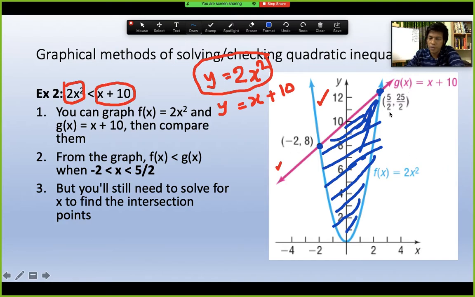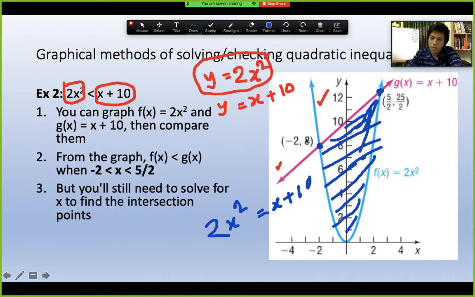From -2 to 5/2. And how do we get this -2 to 5/2? They are the intersection points in the graph, when the graph is given. And if the graph is not given, then how do we know? If the graph is not given, then we have to solve it similarly. Basically, we have to do the same thing again. We consider 2x squared equals x plus 10. Then bring it to this side and solve it. You will see one solution is -2, another solution is 5/2.